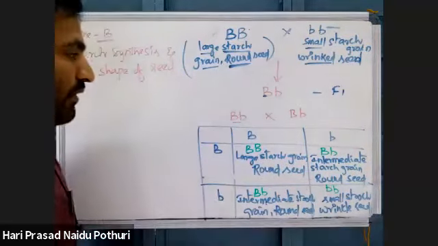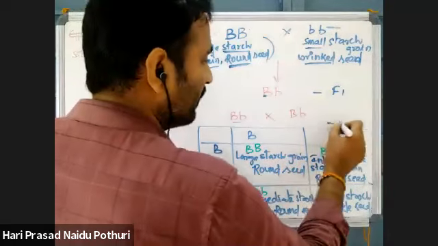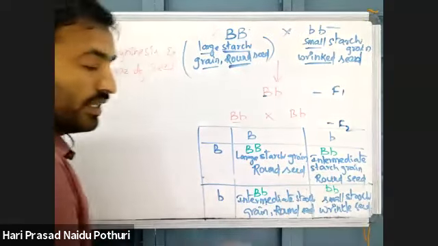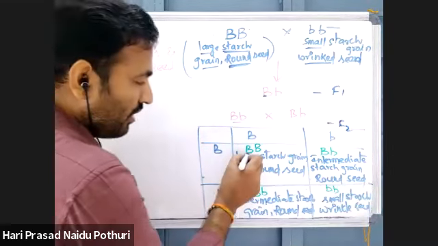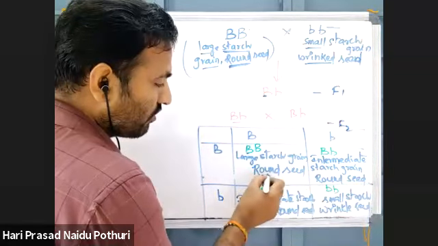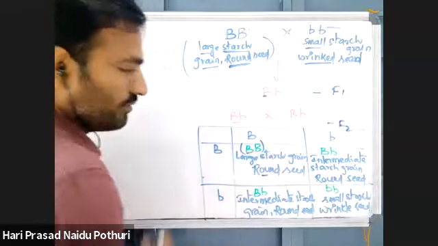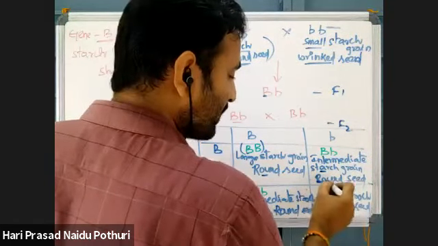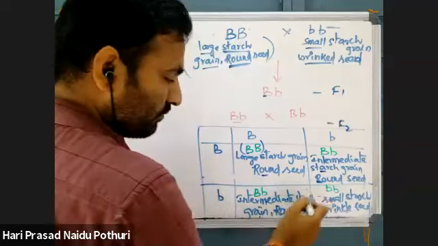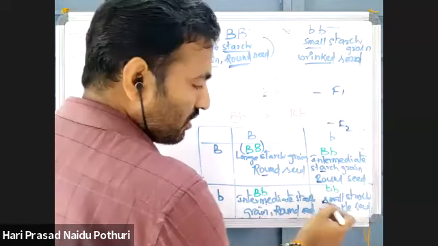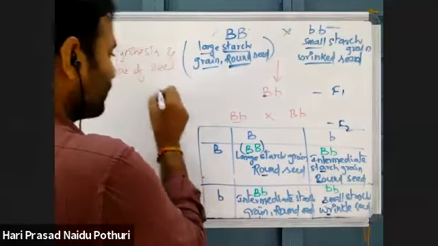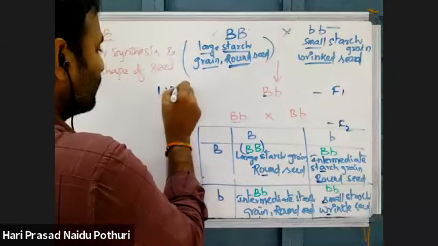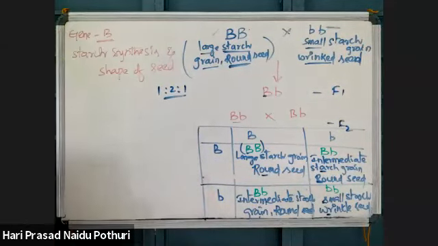But here, when F1 are selfed, in F2, see here, large starch grain round shaped seed is produced 1. Intermediate starch grain but round shape is produced 2. Small starch grain wrinkled seed is produced 1. 1:2:1 is produced. Genotype ratio is 1:2:1. Phenotype ratio is also 1:2:1.